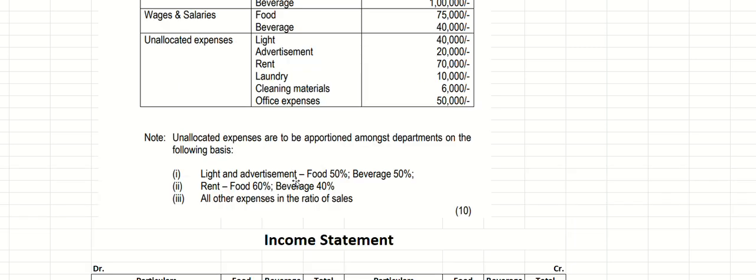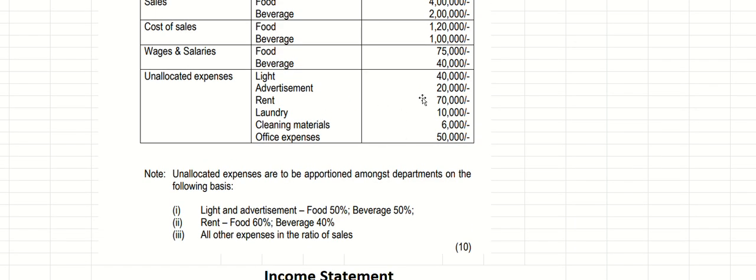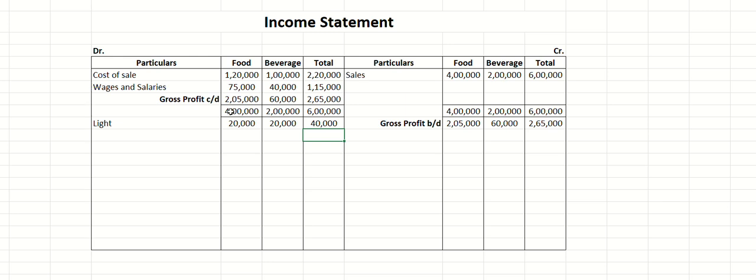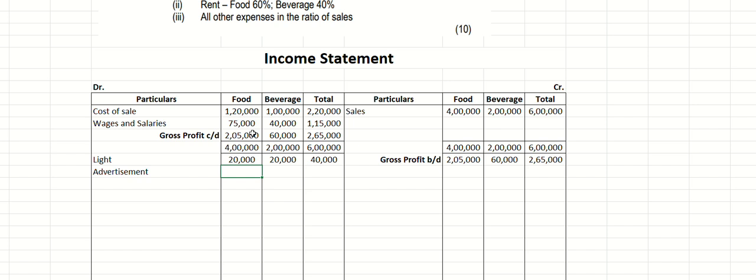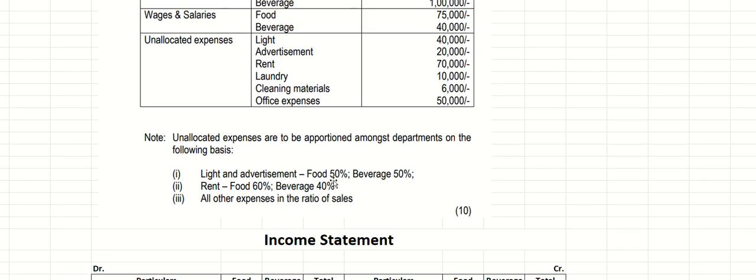Now it is advertisement. Light and advertisement. So the advertisement expense is 20,000. That also we are going to divide equally. The expense was 20,000. When we divide equally, both departments will have to bear 10,000 each. So the total expense on advertisement is what? 20,000.